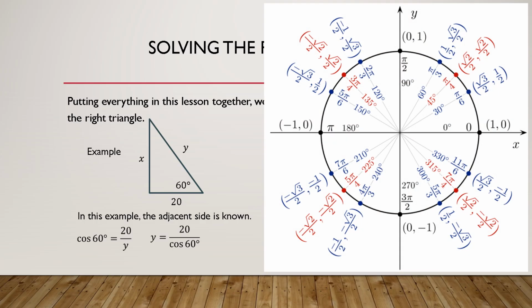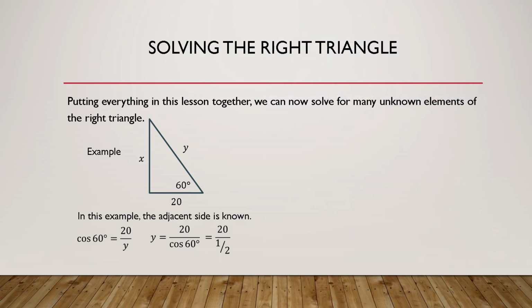Now let's reference the unit circle. We see that cosine 60 degrees equals 1/2. So we replace cosine 60 with 1/2 in our equation. When we simplify, we are left with y equals 40.